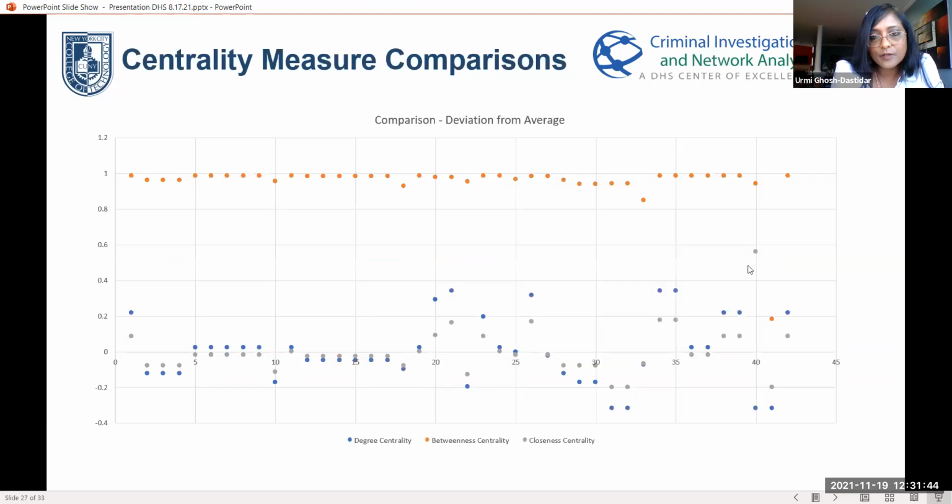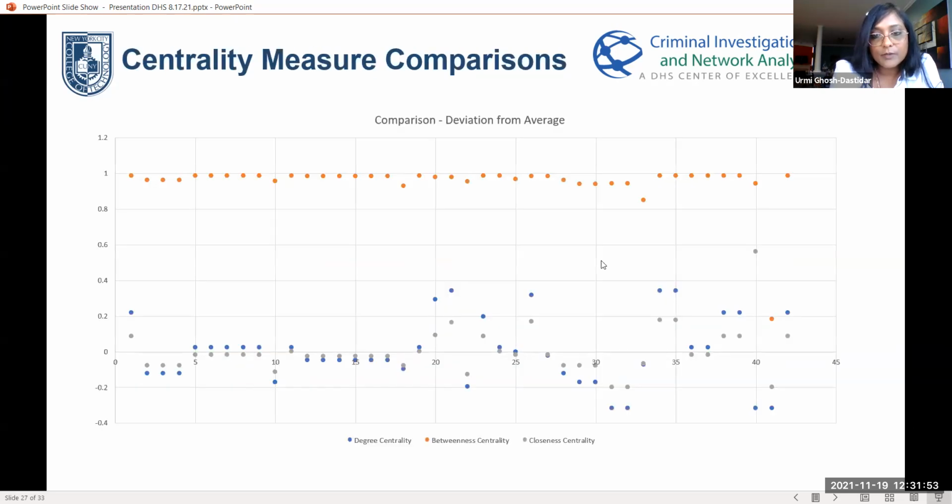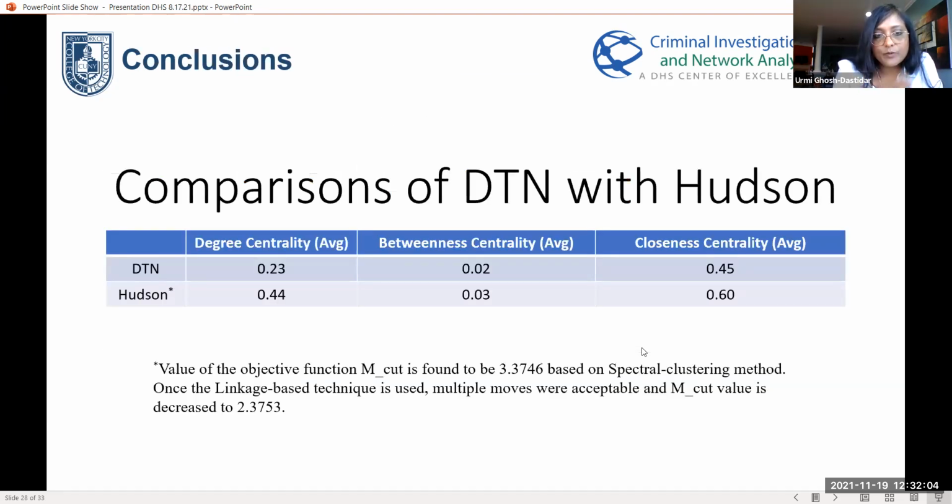And this is for the Hudson River network, which has higher density. So you can see, because the data is much closer, the deviation of the average is much, much smaller for this, or similar, I would say. So this is what we found.